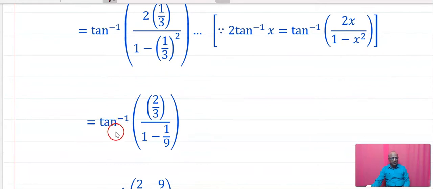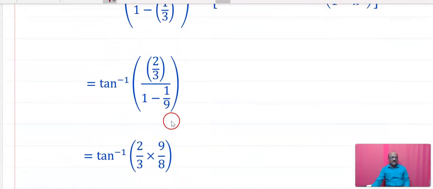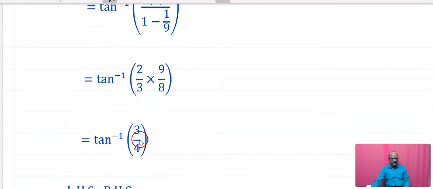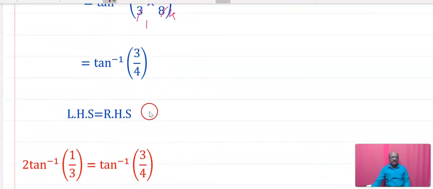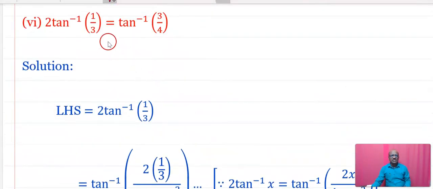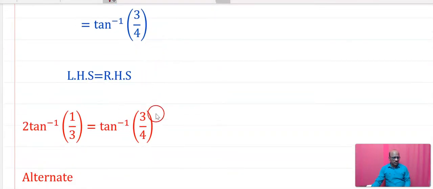If we simplify it, you will get tan inverse of 2 by 3 upon 1 minus 1 upon 9. After simplification, tan inverse of 2 by 3, and this is 8 upon 9, and it will become 9 upon 8 multiplied, the reciprocal. Therefore, tan inverse of 2 by 3 into 9 by 8. If you simplify it, you will get 3 by 4. You will get tan inverse of 3 by 4, and hence LHS is equal to RHS, that is 2 times tan inverse of 1 by 3 is equal to tan inverse of 3 by 4.